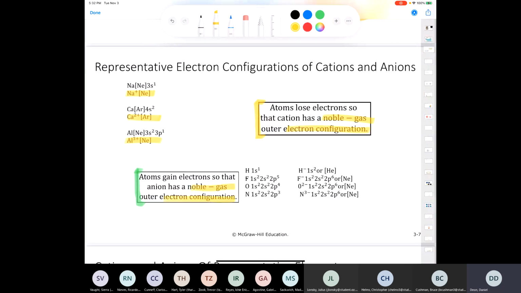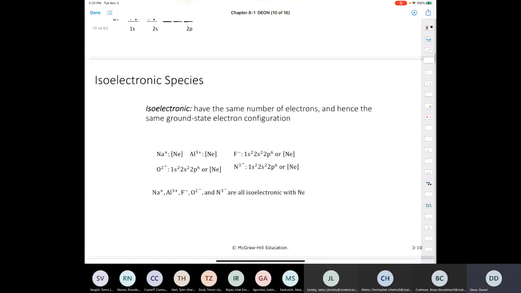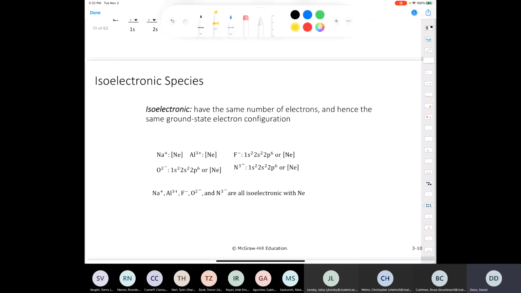Whether they're cations or anions, they always seek to gain or lose enough electrons to become isoelectronic with the nearest noble gas. That definition is shown right here, isoelectronic, and you need to know this definition. Isoelectronic means having the same number of electrons and hence the same ground state electron configuration.